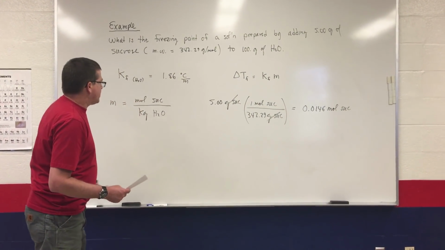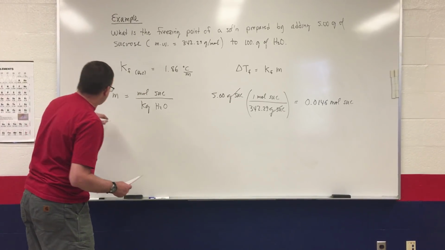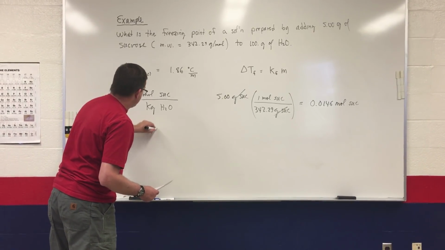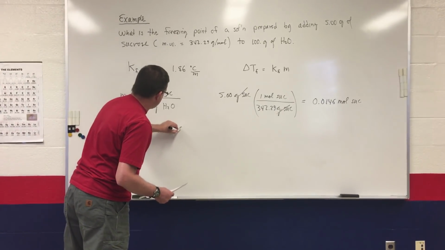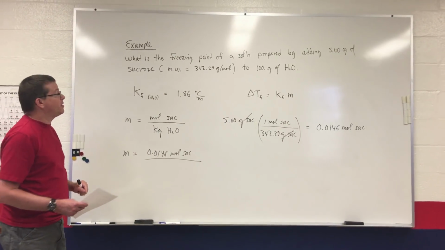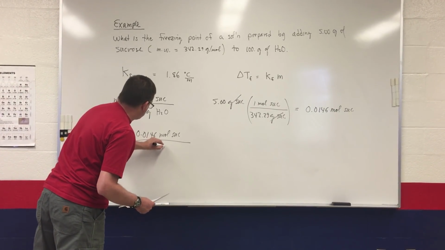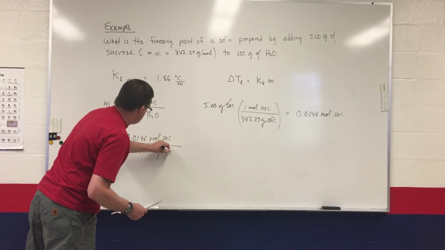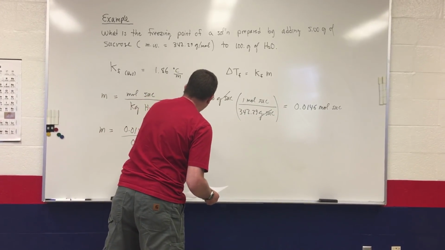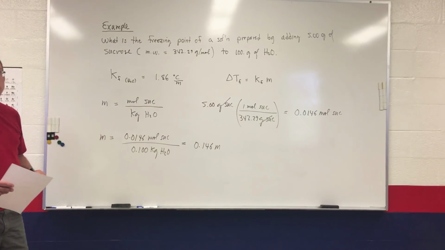Now, at this point, I can go ahead and calculate a molality. We'll make the conversion of grams to kilograms in our head in this particular case, not too hard to do. So my molality is going to be 0.0146 moles of sucrose per, converting my 100 grams to kilograms, that's going to be 1/10 of a kilogram of water. And when I do that calculation for molality, I'm going to get 0.146 molal. All right, so that's the molality of the sucrose in water.